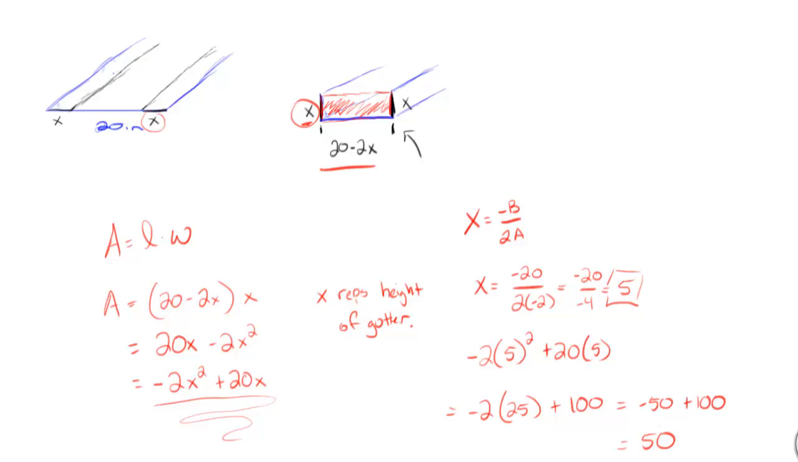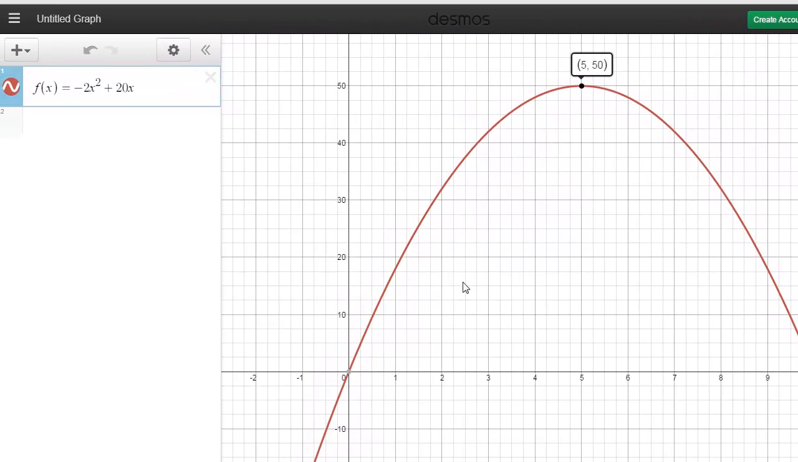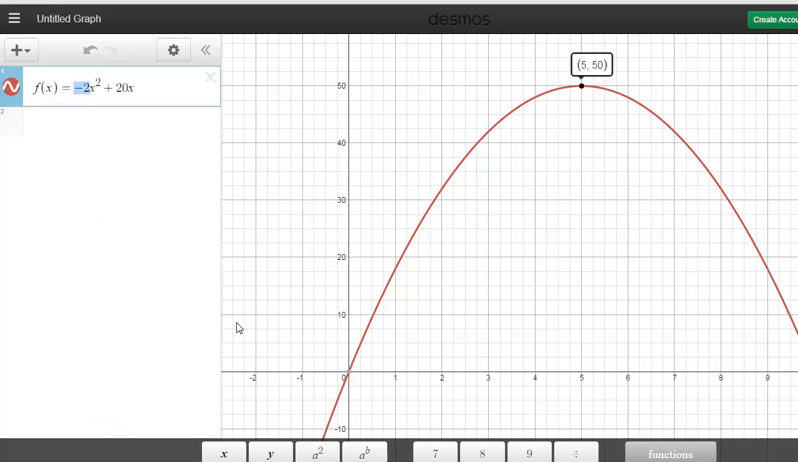And so in finding that out, that agrees with our visual description of this graph, that the peak point, that vertex point, is a maximum. It's a maximum because the lead coefficient is negative, making it a concave down parabola. The maximum area occurs when the bend is at 5 inches, and it gives us a maximum area of 50 square inches.